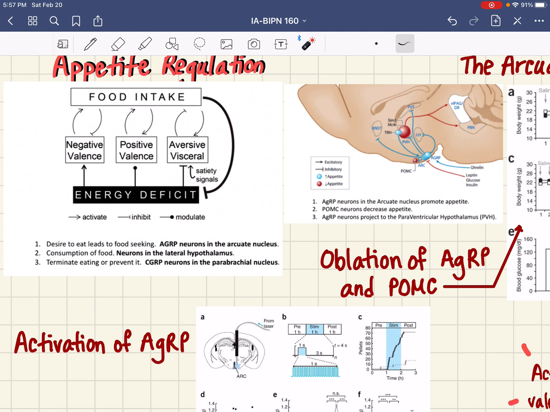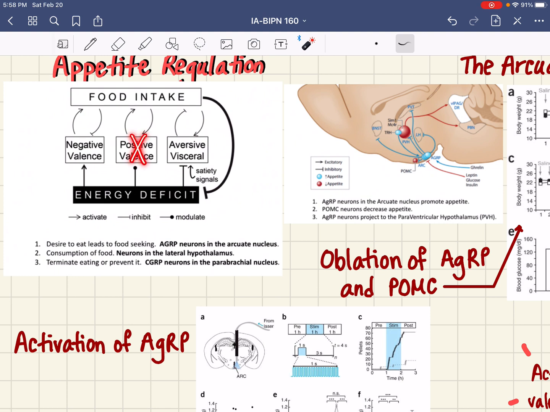So to my understanding, the key points to take away for you here are: whenever we have an energy deficit, meaning that we haven't eaten for a while, this will produce a negative valence. We will be hangry, right? We will be cranky. And then this negative valence will activate food intake. So we will go ahead and get some food, seek food if you're a mouse. And then whenever you do get the food, this will come back and inhibit this negative valence. We'll be happy after you get some food.